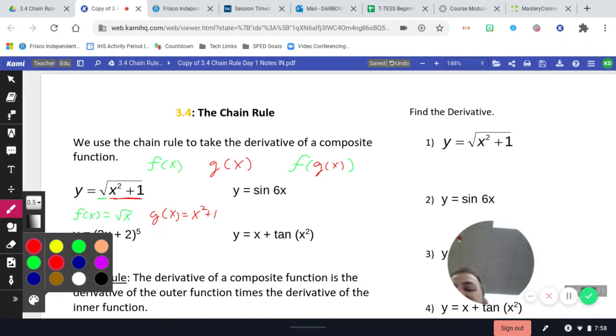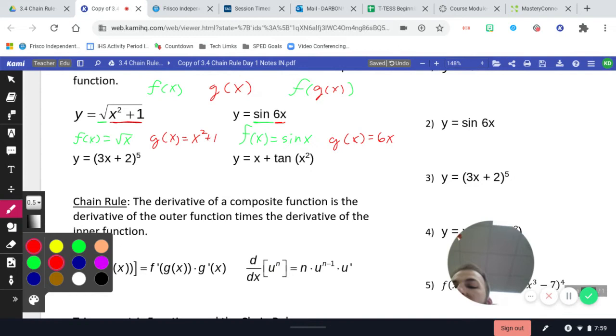We have y equals sine of 6x. So my inside function would be 6x. My outside function would be sine of 6x. So f of x is equal to sine of x, and g of x is equal to 6x. All right, we have y equals 3x plus 2 to the 5th power. So that 3x plus 2 is my inside. My outside is this 5th power. So just like the square root, my f of x, I just replace the inside with an x. So that would be equal to x to the 5th. G of x would just be that inside.